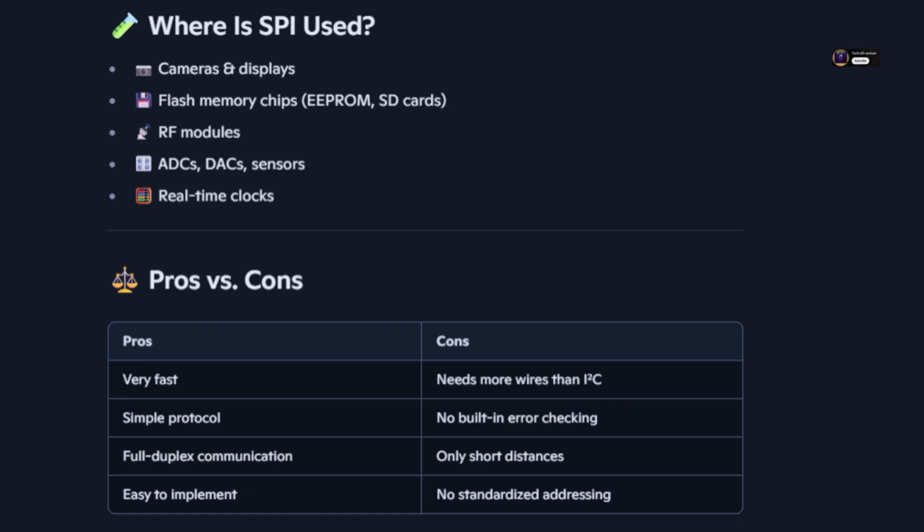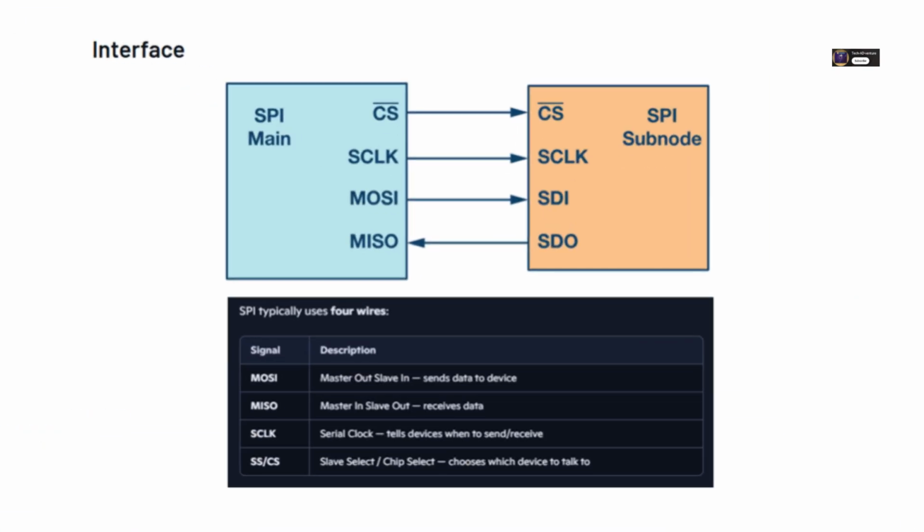Yeah, those 4 lines are key. You've got MOSI, that's master out, slave in. That's the line the master uses to send data to the slave, the peripheral. Then there's MISO, master in, slave out. That's for getting data back from the slave. SCLK is the serial clock. Think of it as the conductor, keeping everything synchronized. And finally, SS or CS, slave select or chip select.